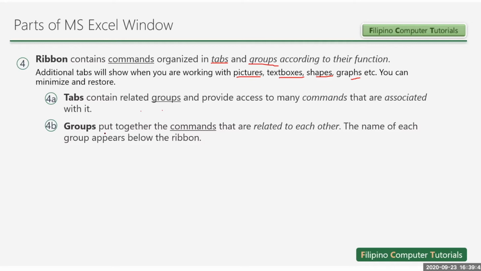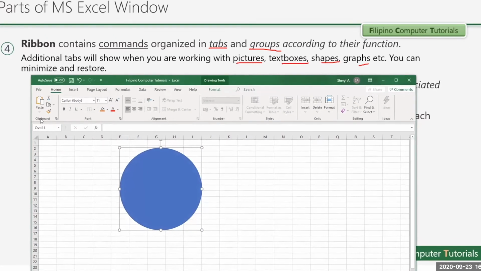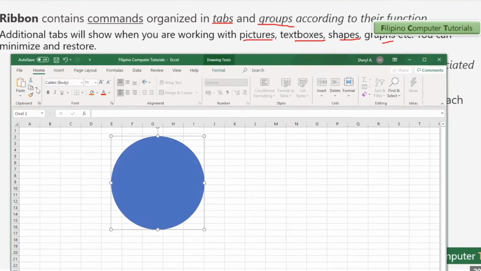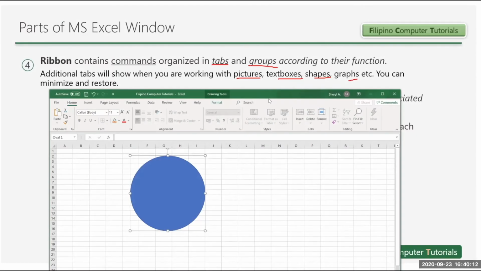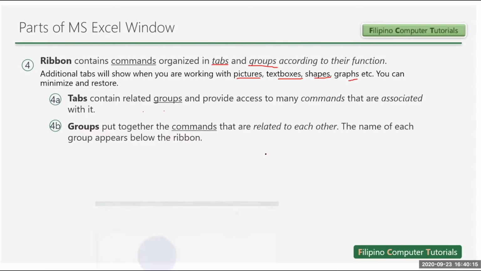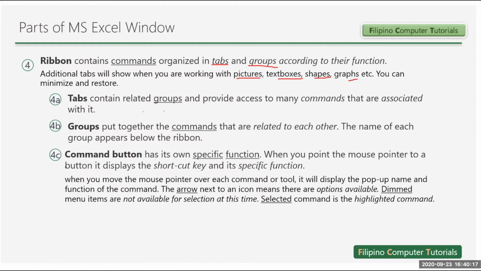Okay, groups put together the commands that are related to each other. The name of each group appears below the ribbon. Sa home. So, this one, clipboard, this is a group of commands related to clipboard. These are the group of commands related to font and group of commands related to alignment. That's what we call groups. Then we have command button has its own specific function.